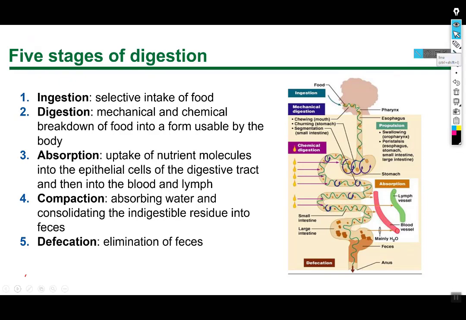Absorption is the uptake of those nutrient molecules. I just mentioned amino acids. Basically, they have to cross into the epithelial cells, and then from those epithelial cells into the blood or the lymph. So here are things that go into the blood: amino acids, carbohydrates, so these are saccharides, monosaccharides and disaccharides primarily, so let's write that.